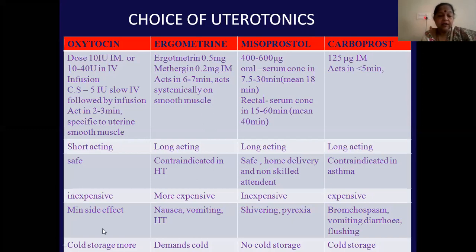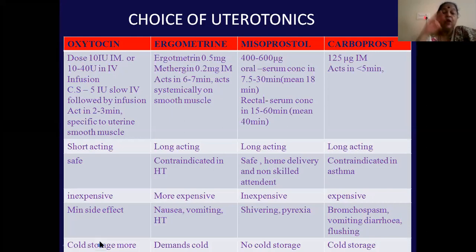What I wish to remember from this chart is that we are not using carboprost for active management of the third stage, but there are many studies available. The minimum dose you can use for carboprost is 125 microgram intramuscularly. It acts very early, in less than 5 minutes, and it is also long acting. Again, it is contraindicated in asthma, and it is expensive. It can lead to bronchospasm, and it requires cold storage.